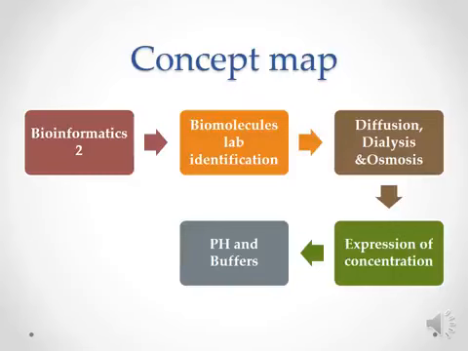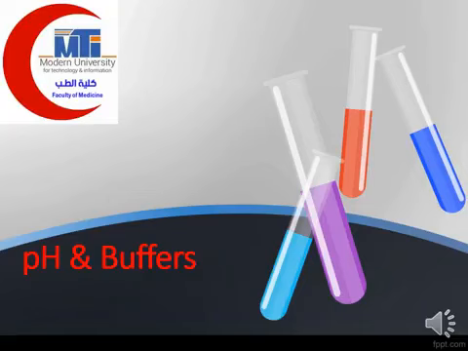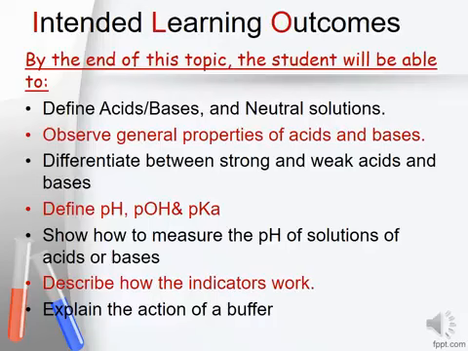We have finished expression of concentration. Again, what about our concept map? This time we are going to cover pH and buffer. What will be the ILOs?